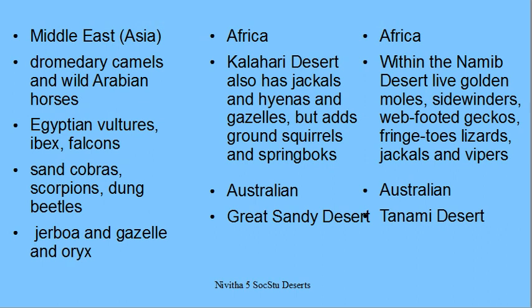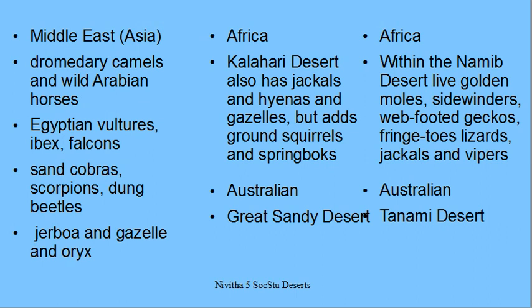In the Middle East, you mostly find camels and Arabian horses. In the Middle Eastern desert, the Egyptian vultures, ibex and falcons. Ibex is a different animal from a gazelle or an oryx. Then you have sand cobras, scorpions, and dung beetles in the Middle Eastern desert. Jerboa and gazelle and oryx are also popular.